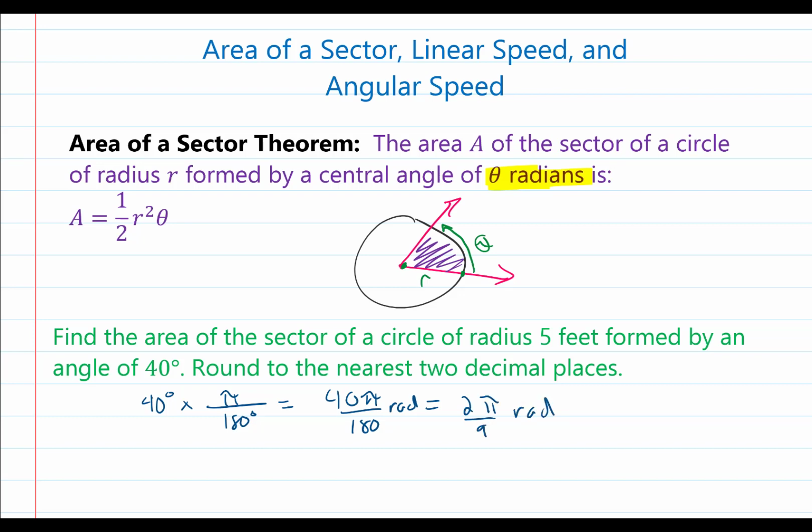I am now prepared to use the formula because I have the angle in terms of radians. The formula is: area is equal to 1/2 times the radius, which in this case is 5, quantity squared, times the angle in terms of radians, so that's 2 pi over 9. Now, I do encourage you to use your pi button on your calculator, not 3.14, but what you get, rounded to two decimal places, should be 8.73. Now, the units are going to be feet squared, squared because it's area, and feet because that is the unit of the radius.